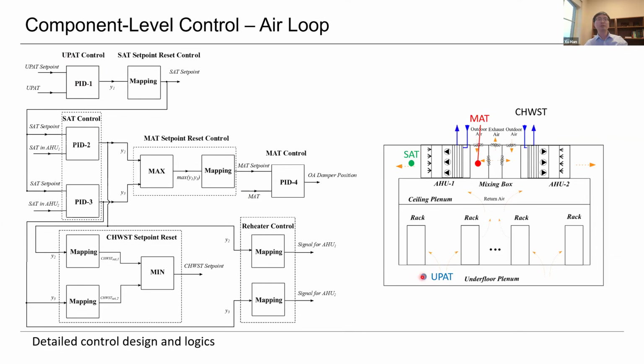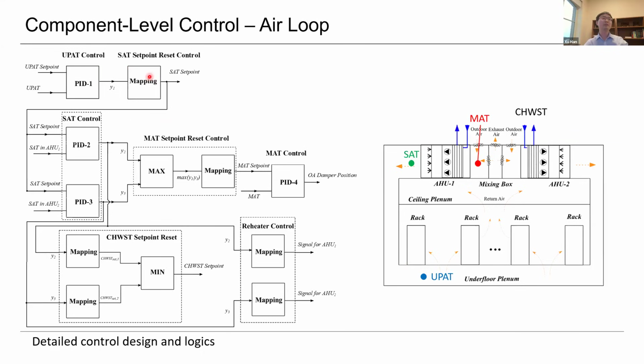And this control signal will serve as input of a mapping module to reset the supply temperature set point. So what does this mean? This means, for example, if the underfloor plenum temperature is very high, how do we lower its temperature? We need to lower the supply temperature, right? So this is the reason the control signal here will be used to map the supply temperature. So basically, they are connected, right?